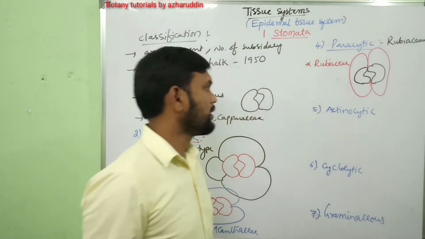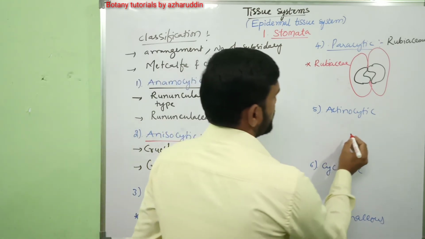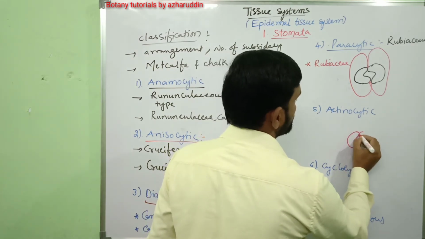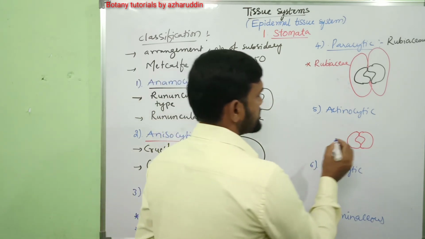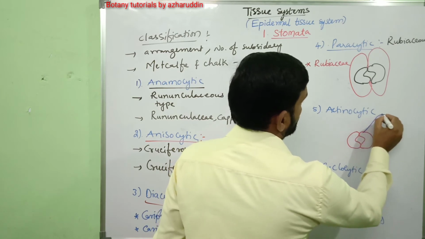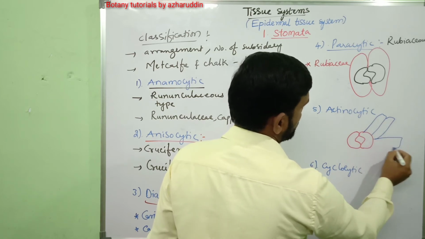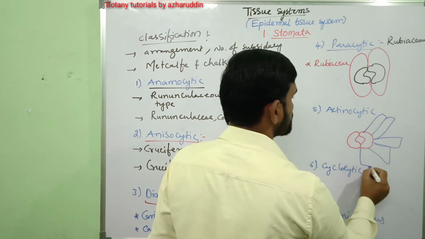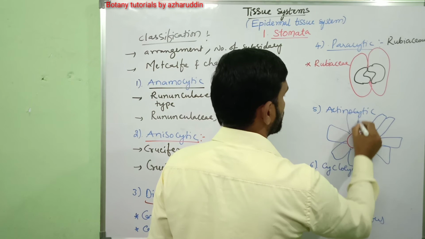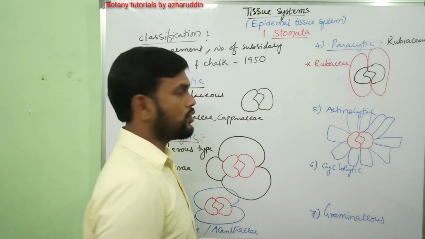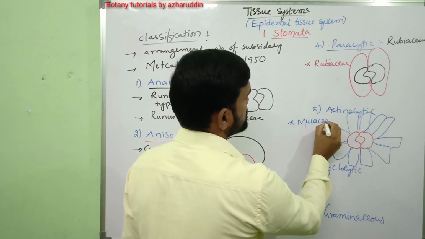Right? Do you understand? Next, actinocytic stomata. In actinocytic stomata, 2 guard cells are present. These 2 guard cells are surrounded with subsidiary cells. These subsidiary cells are radiating around the guard cells. Their common walls are radiating with guard cells. Such stomata are called actinocytic stomata. Right? Example, Musaceae.